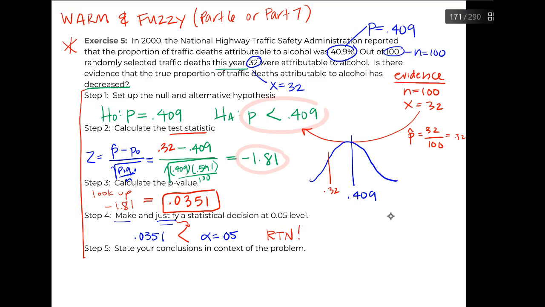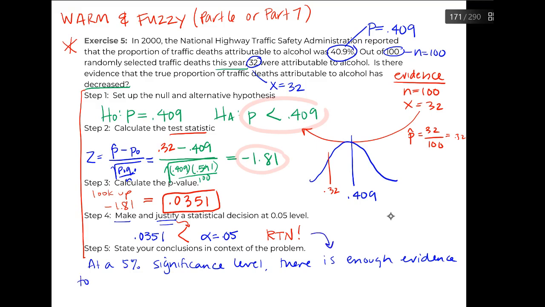H0. And then my conclusion, since we rejected the null, we're going to say at a 5% significance level, there is enough evidence. So remember, reject the null is always going to be there is enough to conclude.